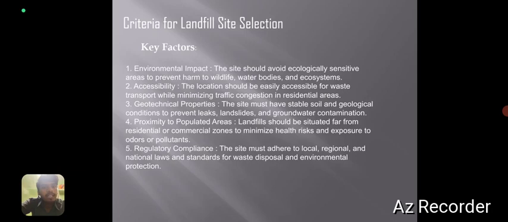Proximity to populated areas: landfill should be situated far from residential or commercial zones to minimize health risk and exposure to odor or pollutants. Regulatory compliance: the site must adhere to local, regional, and national laws and standards for waste disposal and environmental protection.